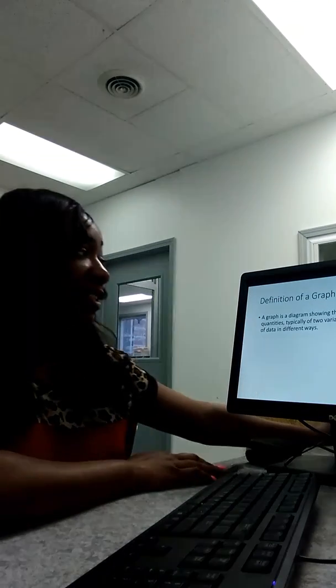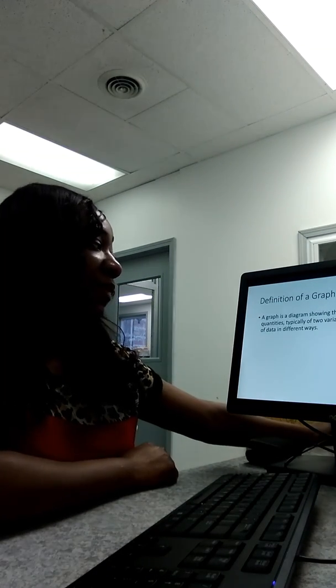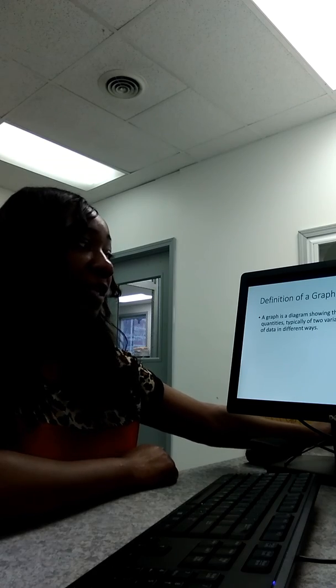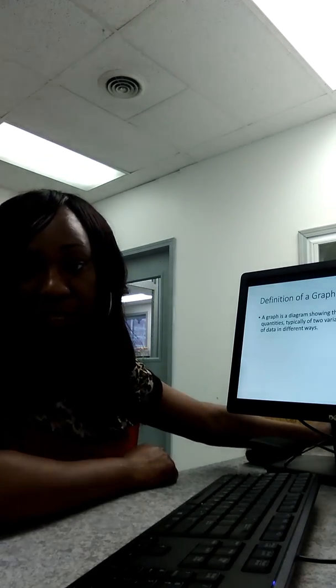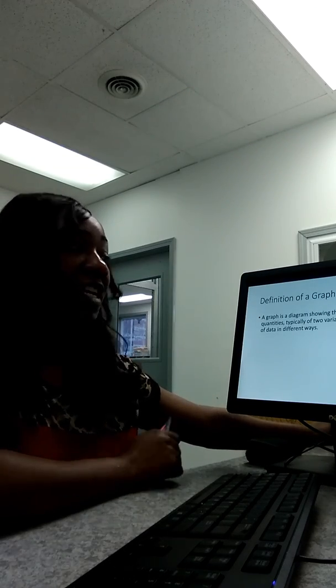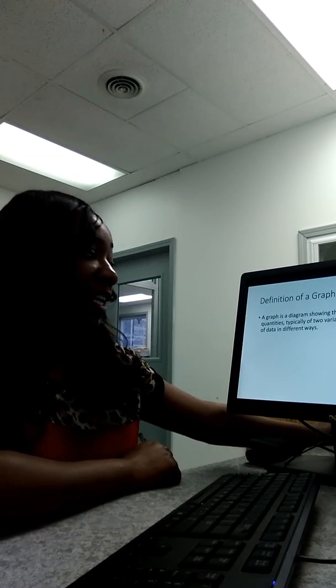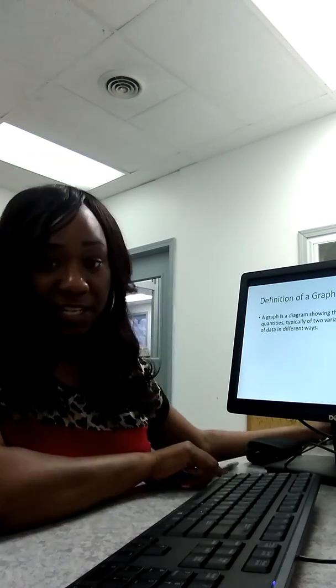The definition of a graph is: a graph is a diagram showing the relations between variable quantities, typically of two variables. Each graph indicates information of data in different ways.